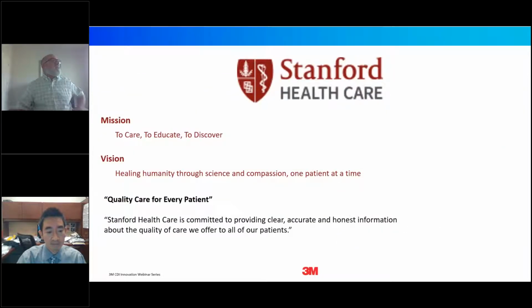Our mission at Stanford is to care, to educate, and to discover. Our vision is healing humanity through science and compassion, one patient at a time. And I think as we talk about the quality initiative, it's in our quality care for every patient. We're committed to provide clear, accurate, and honest information about the quality of care we offer to all our patients. So we really are striving to make sure that the data, the information, and everything that goes out is accurate and complete and paints an accurate picture.